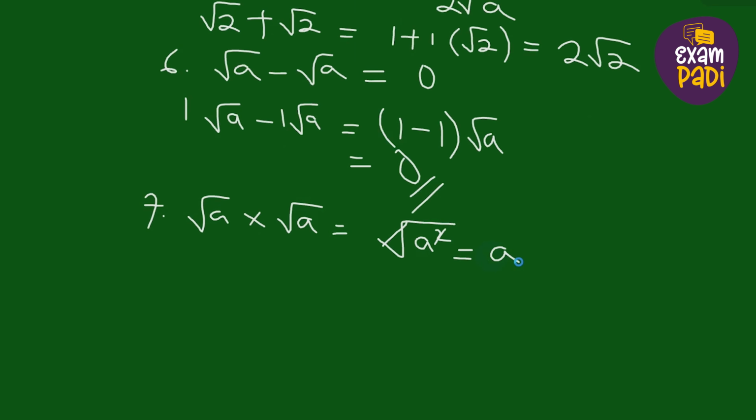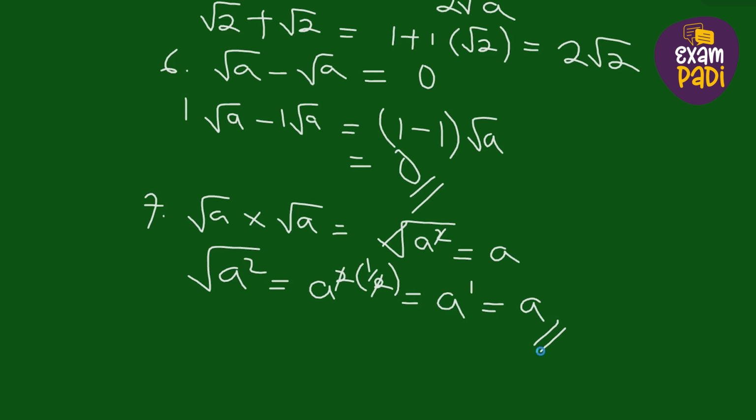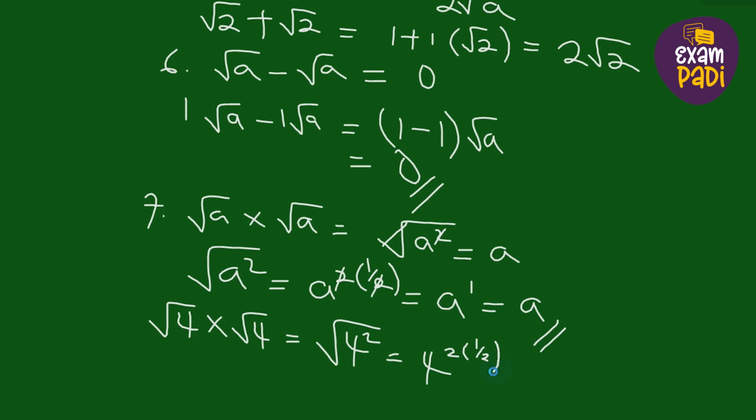Or you can also write it as square root of A squared. According to the law of indices, we have A squared raised to the power of 1 over 2. 2 would cancel out 2. We are left with A raised to the power of 1. Anything raised to the power of 1 is the same thing. So our answer here is A. For example, if you have root 4 times root 4, this can be written as square root of 4 squared. And this is 4 squared, open bracket, 1 over 2. 2 cancels out 2, and we have our answer to be 4.